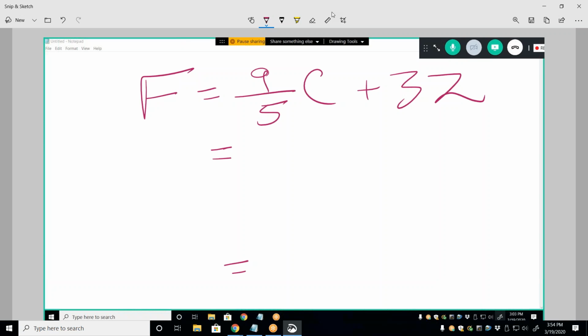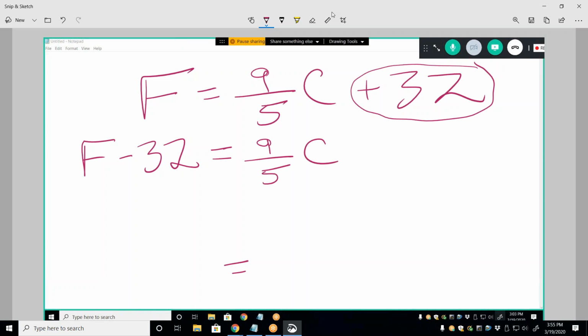Do you subtract the 32 first, or do you multiply by 5 first? You multiply by 5. Actually, you subtract. If ever you have a number that's just being added or subtracted at the end of a function, always get rid of it first. Because if I multiply by 5, I've got to multiply that 32 by 5 also. In other words, I've got to multiply both sides by 5 if that's my first step. But I'm suggesting we subtract the 32 first, giving us this.